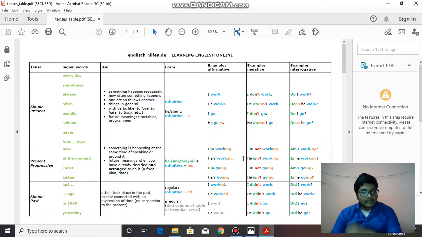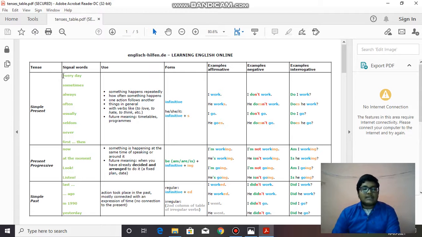Likewise, in simple present there are four types: simple present, present continuous, present perfect, and present perfect continuous. If we see the first type, simple present, we use it in cases such as something happens repeatedly, or how often something happens, or one action followed by the other, or things in general, with verbs like to love, to hate, to think. Likewise, it is also used for future meaning like timetables or programs. In these cases we use simple present tense.